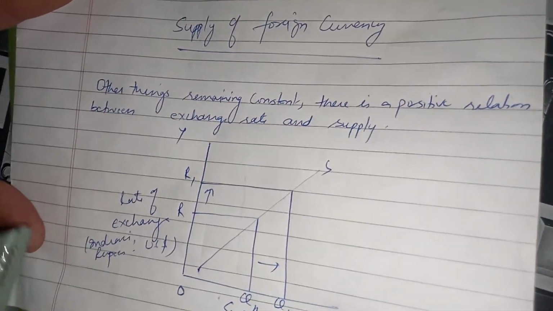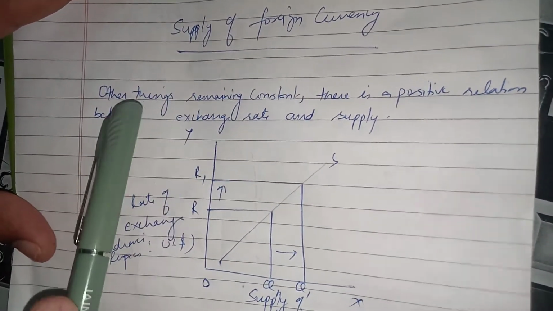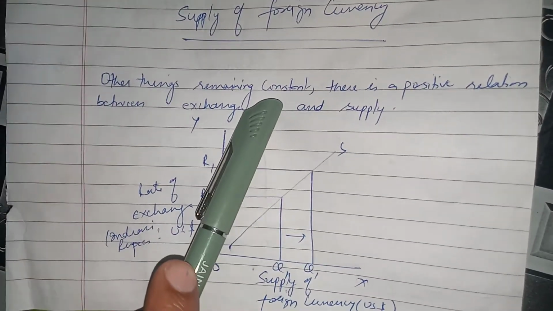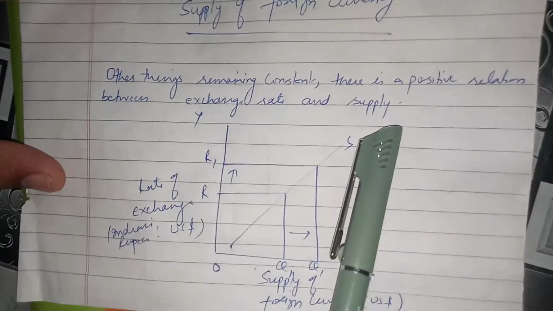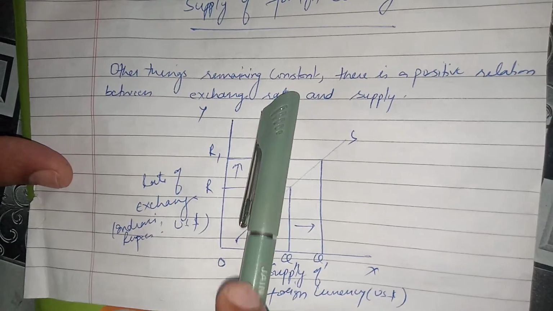Now we will study the relation of supply with the exchange rate. Other things remain constant means there will be no change in other factors. There is a positive relation between exchange rate and supply. Let's explain this point with the help of a suitable diagram.